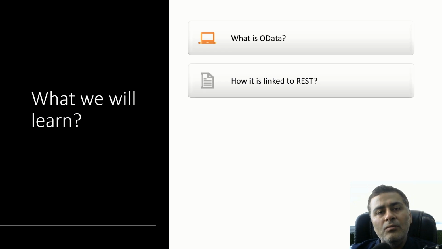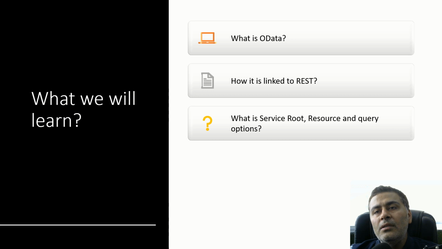And once we understand what is OData, then we look into how it is linked to REST, right? Somewhere it is linked to REST. And then once we understand at a very high level that this is OData, this is REST, then we start into its nitty gritties. What is a service, what is a resource, what are the different query options.